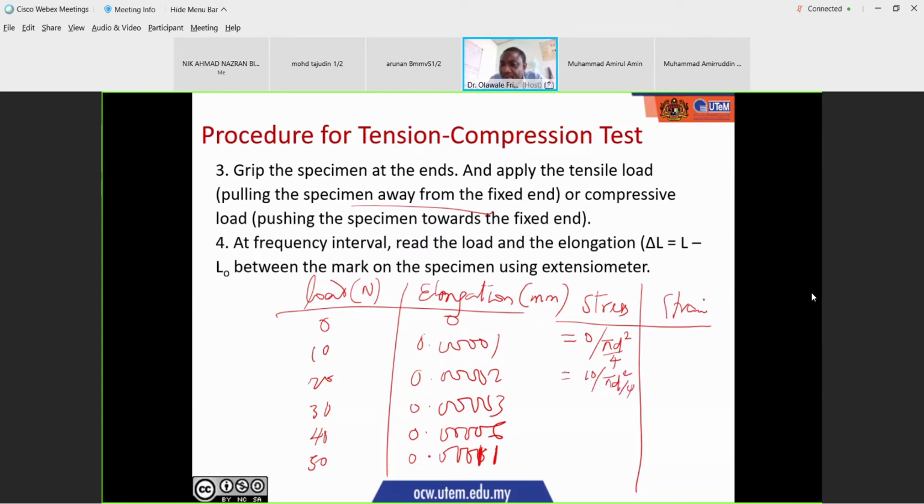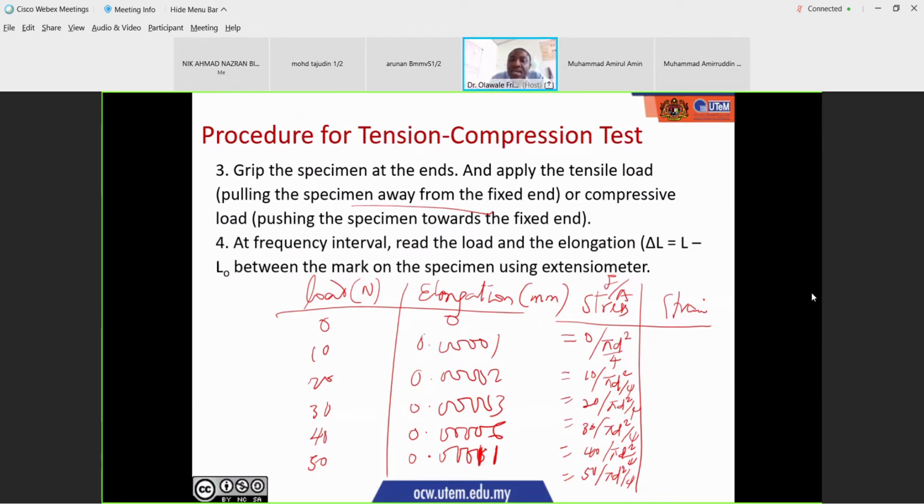Do you understand? Yes, sir. Then 20 over pi d squared over 4. 30 over pi d squared over 4. Force over area. Then 40 over pi d squared over 4. Then 50 over pi d squared over 4.